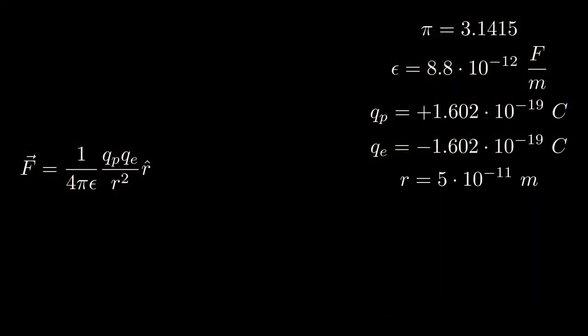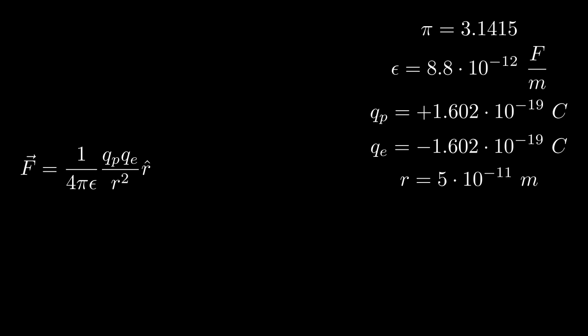The distance of the two charges is really not well defined because the electron kind of whizzes around, so it's hard to tell how far away they are. So I just chose an indicative value of about 5 times 10 to the minus 11 meters.